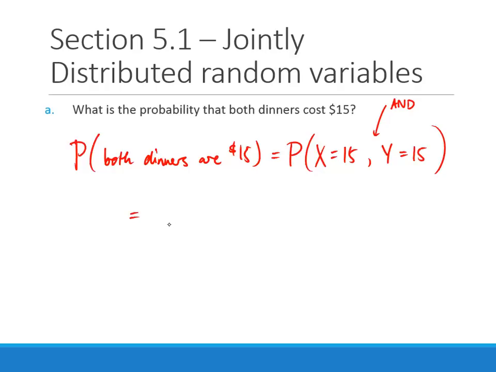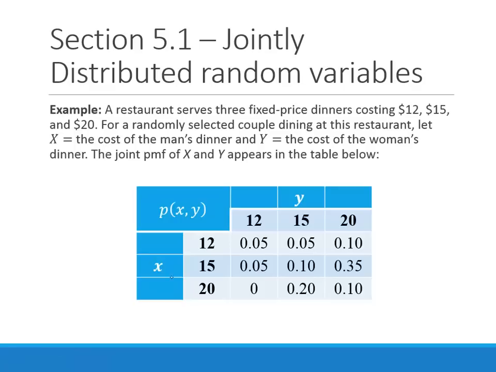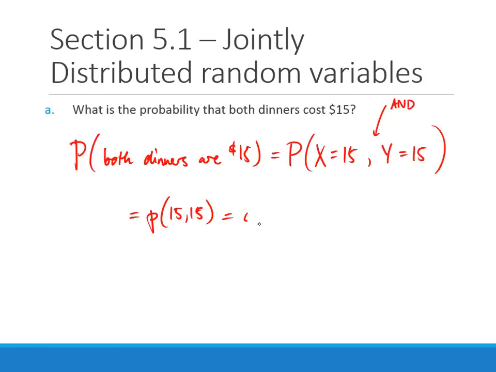So in our other notation, this could be a lowercase p of 15 and 15, the joint probability mass function. And then, of course, pretty obvious, right? We just find the row where x is 15 and the column where y is 15, and we have a 0.1 probability of being in that situation. So this is just 0.1.